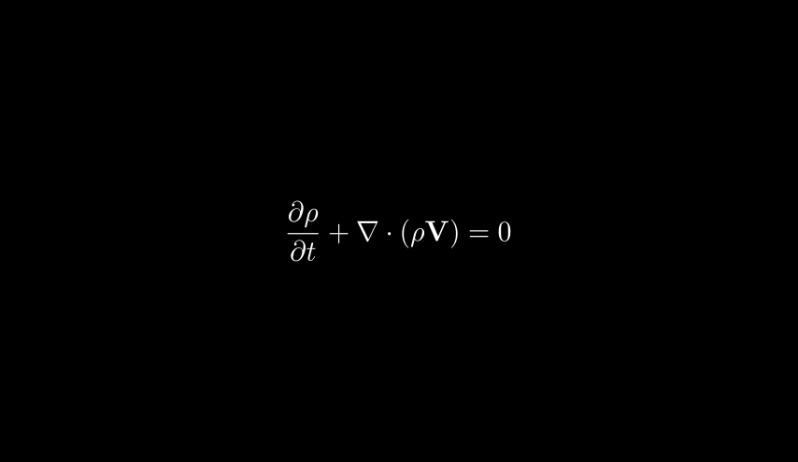Let v be the velocity vector u, v, w. Then, the term rho v represents the density flux, essentially how much mass is moving per unit area per unit time. The continuity equation then becomes the rate of change of density over time plus the divergence of the density flux equals 0.